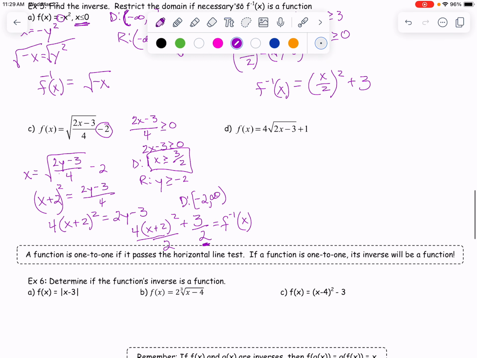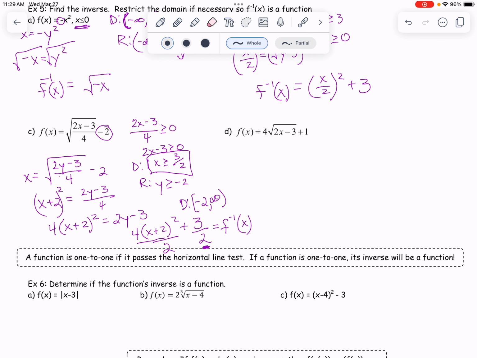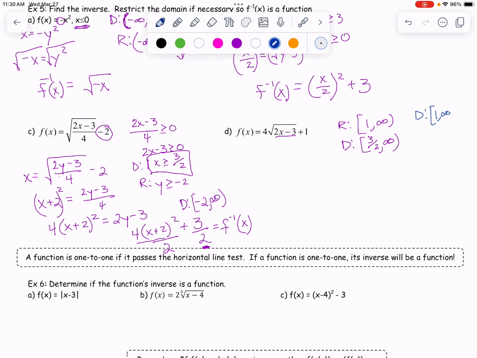All right, on this one, I have to restrict again. The range is going to be from 1 to positive infinity. The domain, I have to restrict right here, would be from 3/2 to positive infinity. Well, that means that my new graph, my domain should be from 1 to infinity, and my range is going to be from 3/2 to infinity.